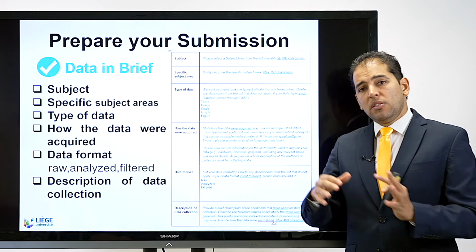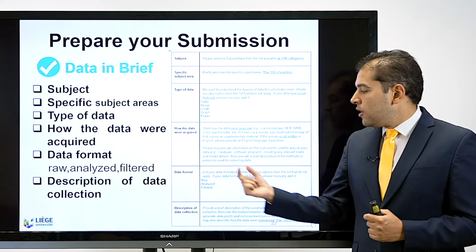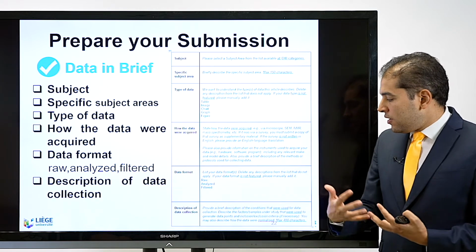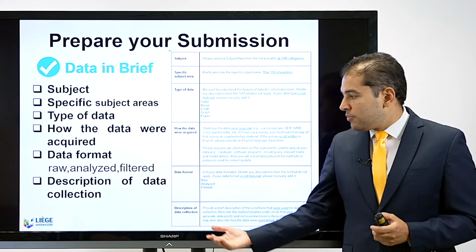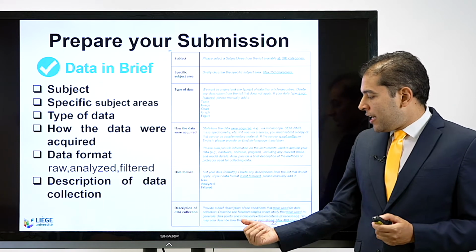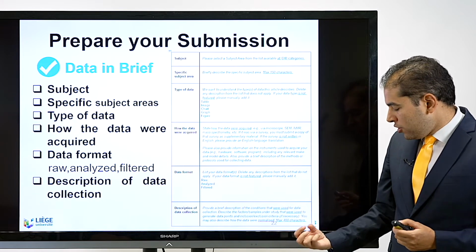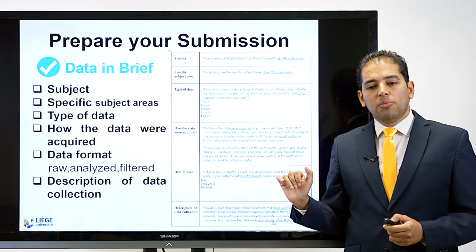What is the format of my data? Is it raw data? Is it analyzed data? Is it filtered data? Is it screened data? All that I have to say. So I have to list the formats, and I have to list the treatment that I did. And finally, I have to describe the data collection process, and I have to provide a brief description of the conditions that were used for data collection. So these are some of the items that need to be answered.